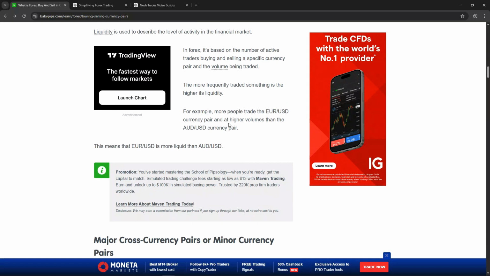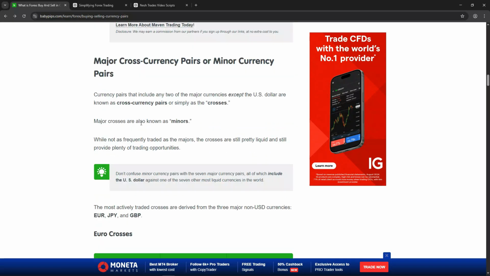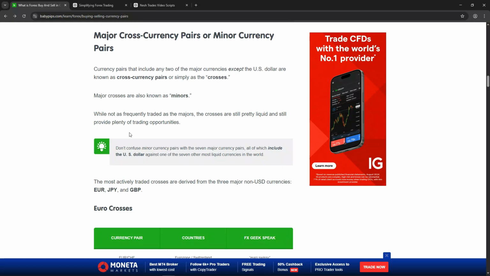Now let's talk about cross currency pairs, also known as minor pairs. And these are currency pairs that do not include the US dollar. So instead of trading against the dollar, major currencies are traded directly against each other. For example, pairs like Euro JPY, GBP JPY, or Euro GBP.